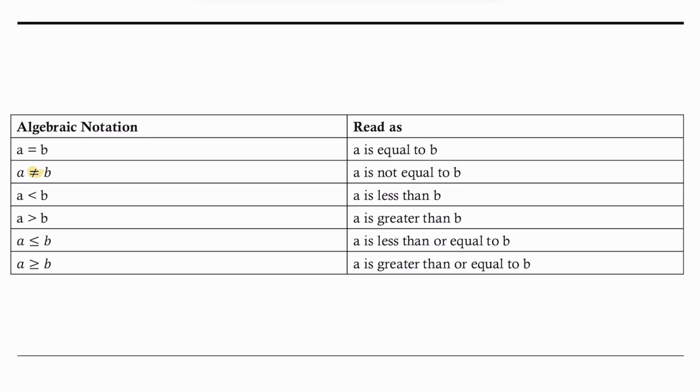Then moving down the list, we can see the ones we've just touched on. So we've got A is less than B, A is greater than B, A is less than or equal to B, and A is greater than or equal to B.